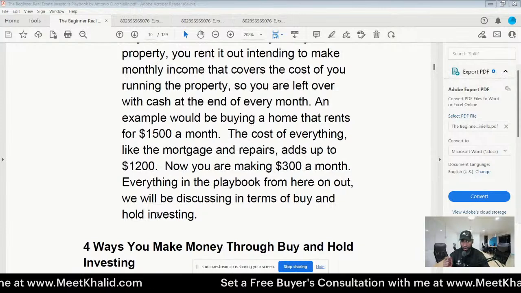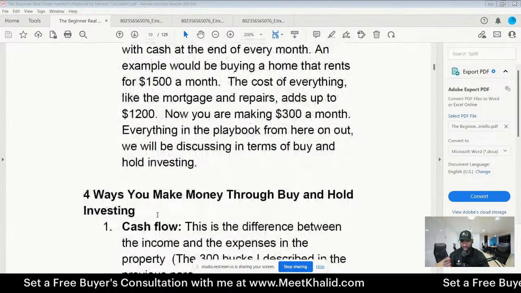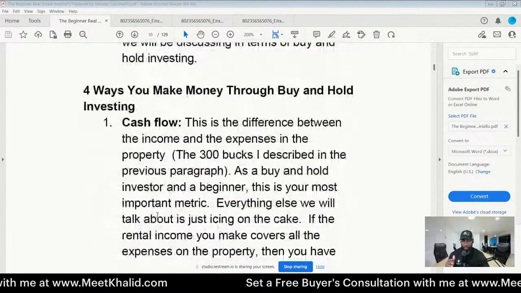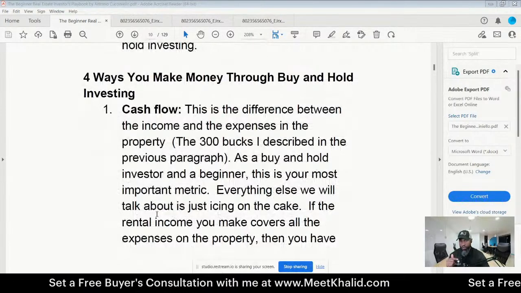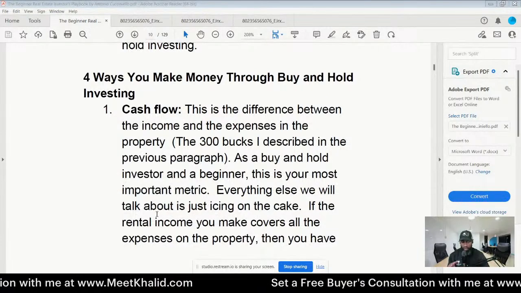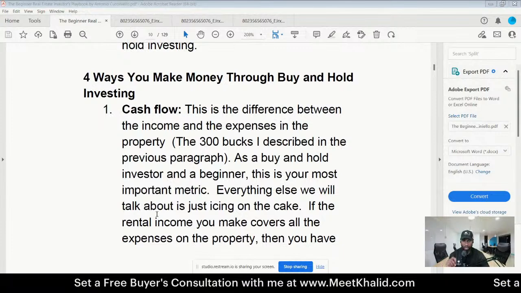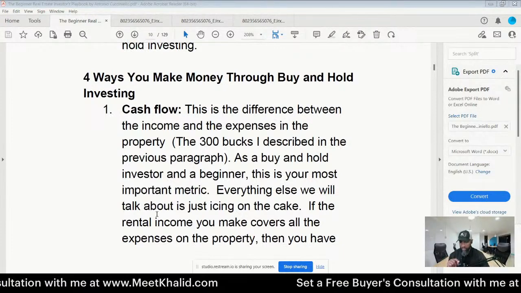Everything in the playbook from here on out we'll be discussing in terms of buy and holding investing. This whole playbook is going to be talking about buying and holding. We're not talking about flipping, okay? When we say real estate investing, we're talking about buying and holding. And again, this is for beginners.